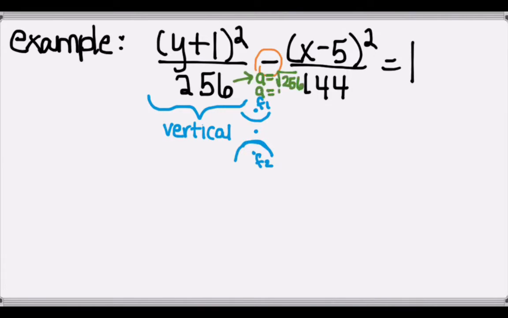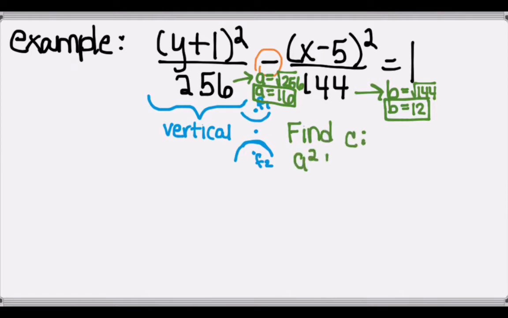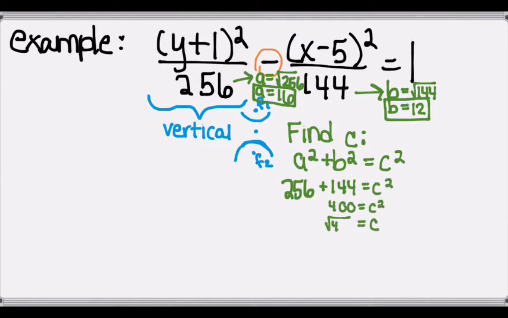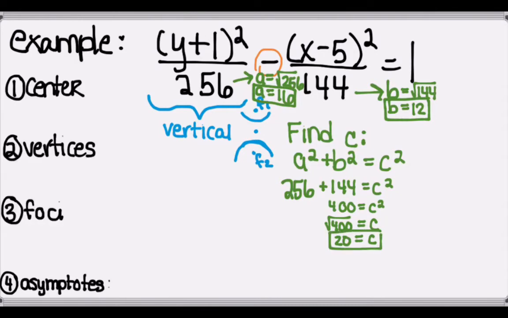And also a is the square root of 256, which is 16, and I can find that b is equal to 12. And before I do anything else, I might just go ahead and find the value for c using the Pythagorean Theorem. So a squared plus b squared is equal to c squared. And solving that out, we get that c is equal to 20. Now let's say for this example we want to first find the center, the vertices, the foci, and then the asymptotes. To find the center, we use the y plus 1 and x minus 5 to get 5 comma negative 1.